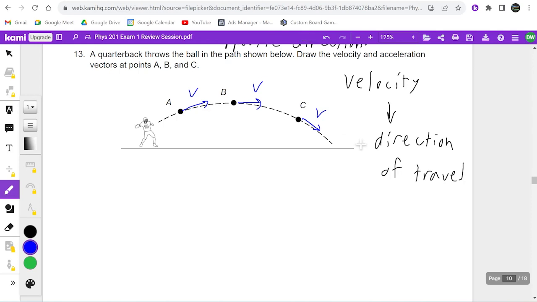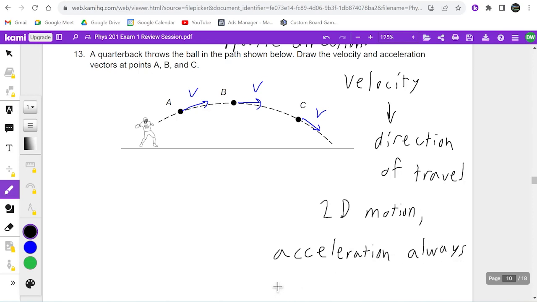The reason why it's different for 2D motion, especially for an object affected by gravity, is that for 2D motion, acceleration always, and I mean always and everywhere, points down. So in other words, my acceleration points down at point A, points down at point B, and points down at point C. Doesn't matter which way it's going. Any questions there?